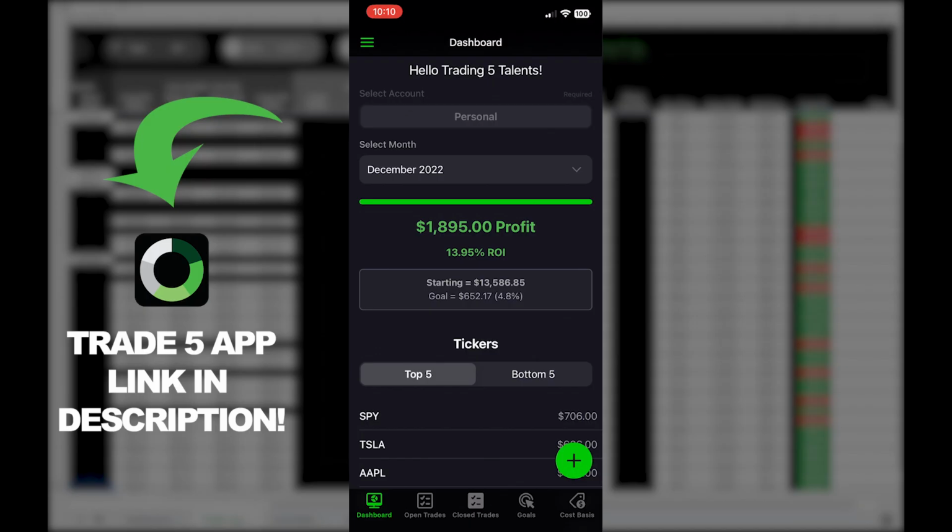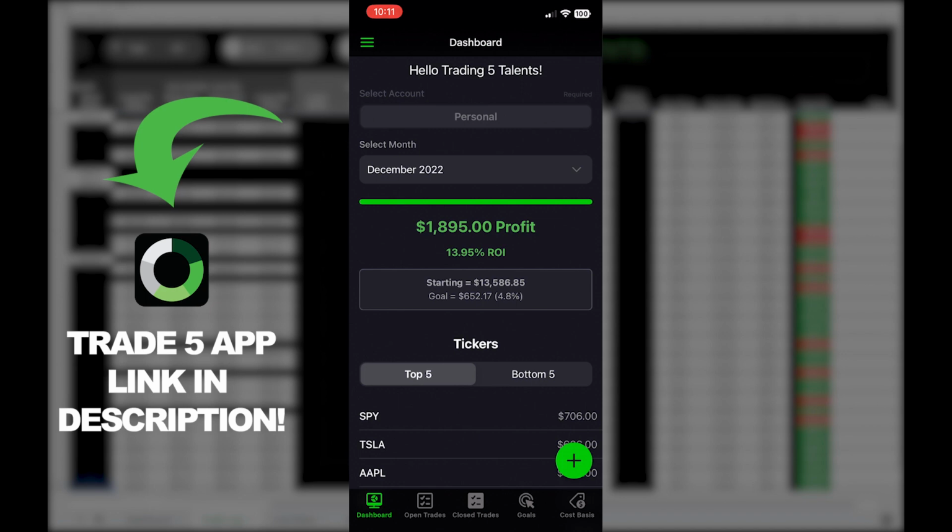So let me show you quickly what it looks like in the Trade5 app. This is a mobile app that I made that you can use to track all of your options trades, similar to the trade log, but you do it on the go. And I use my Trade5 app much more frequently than I do my trade log. About twice a month, I'll transfer everything over so I can put it in a presentation and make a video out of it. But usually I keep track of everything right on this app.